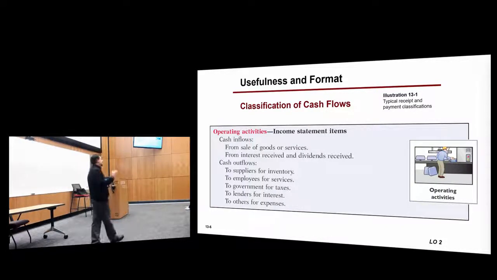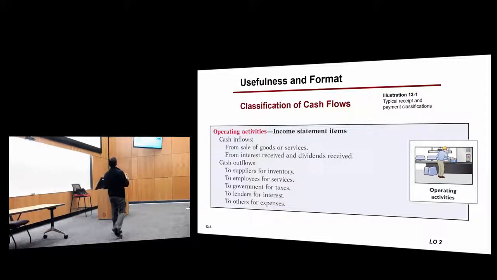So this is a cash outflow. Interest that they receive, this is a cash inflow. Okay? Interest revenue, that's a cash inflow. Interest expense, that's a cash outflow. Okay, so this is when they pay to the people who purchase their bonds.